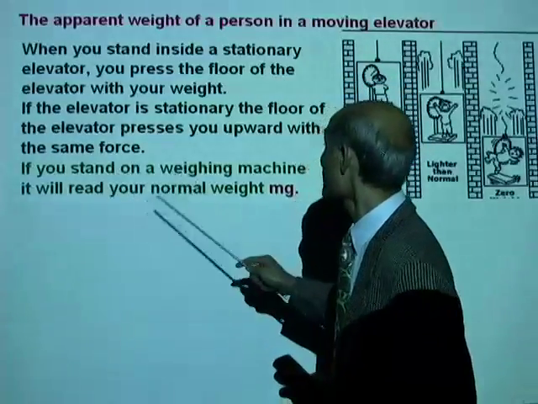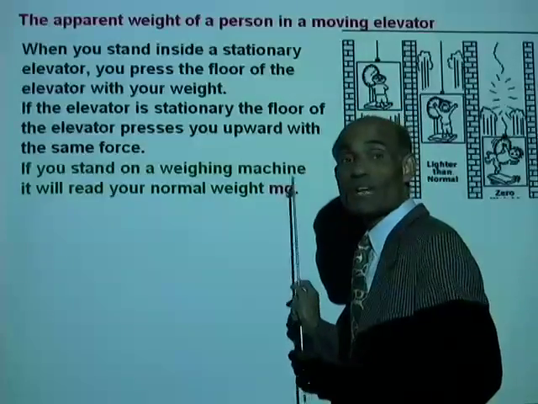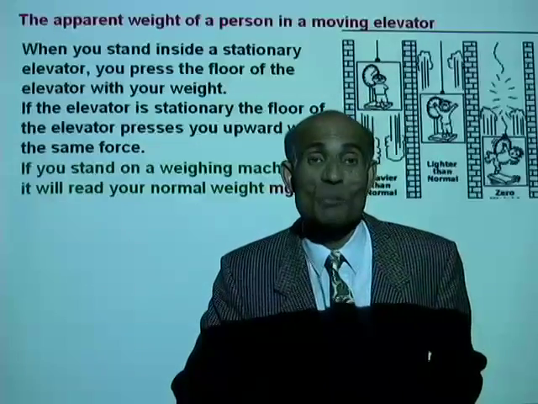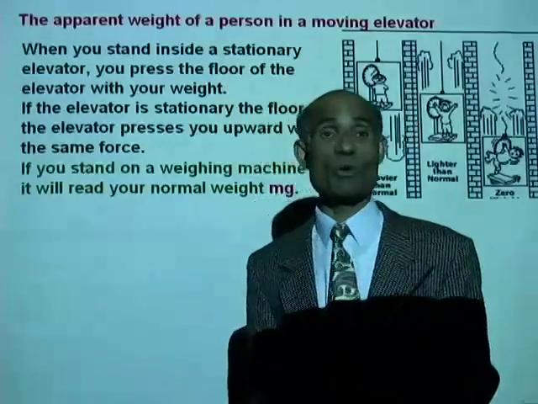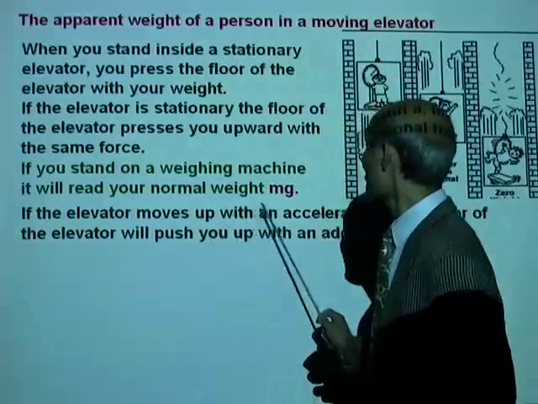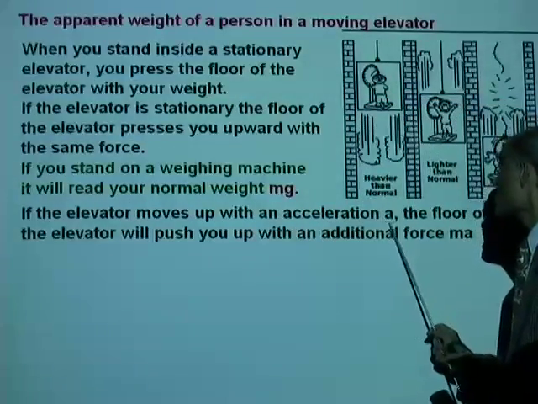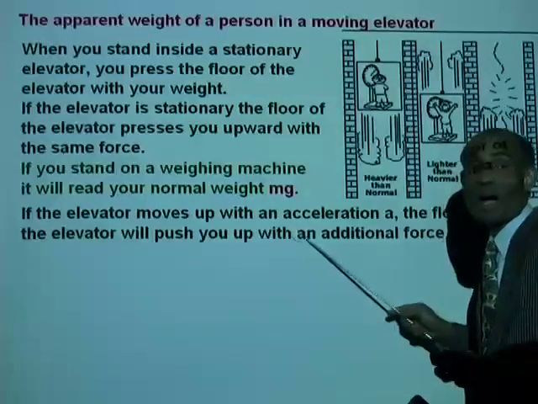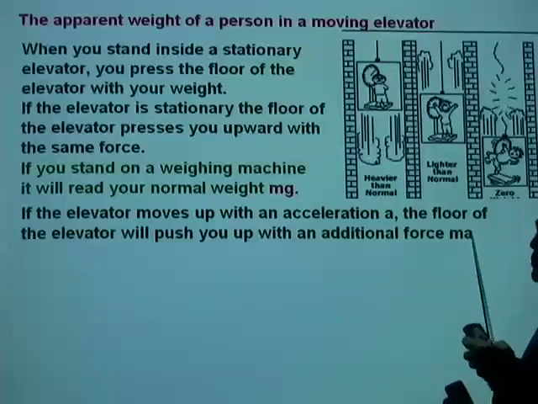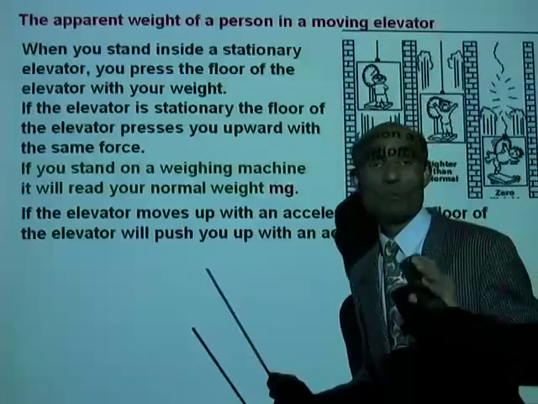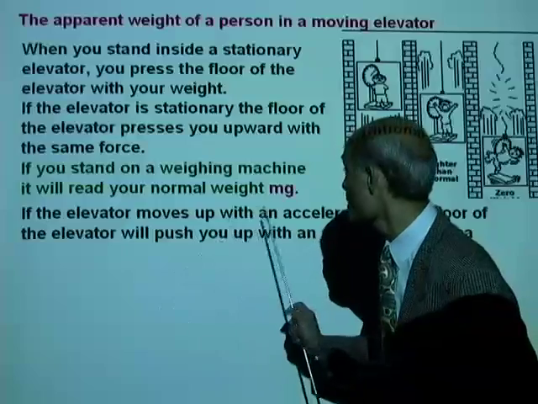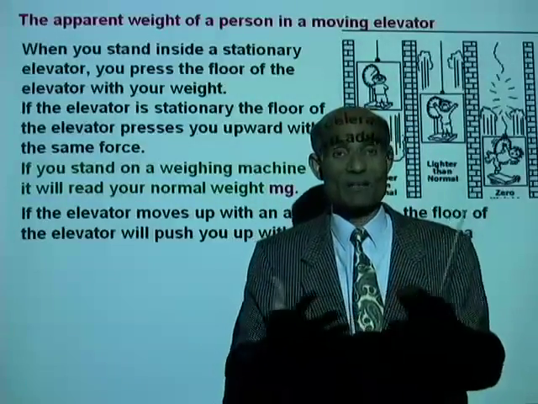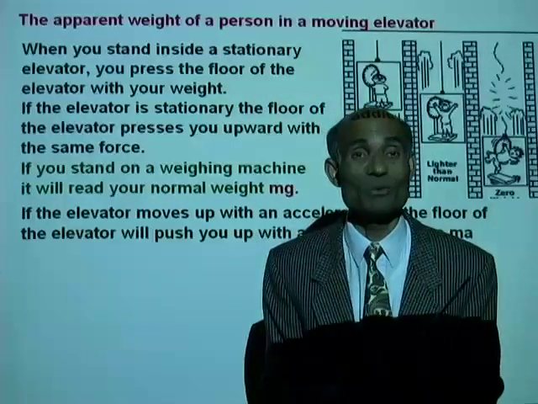Now, if you stand on a weighing machine, that will read mg, your actual weight, because that is the force pressing onto the elevator floor. If the elevator now moves up with an acceleration a, the floor of the elevator will push you up with an additional force ma. You see, before it started accelerating, the floor applied a force equal to mg, so that there is no net force on you.